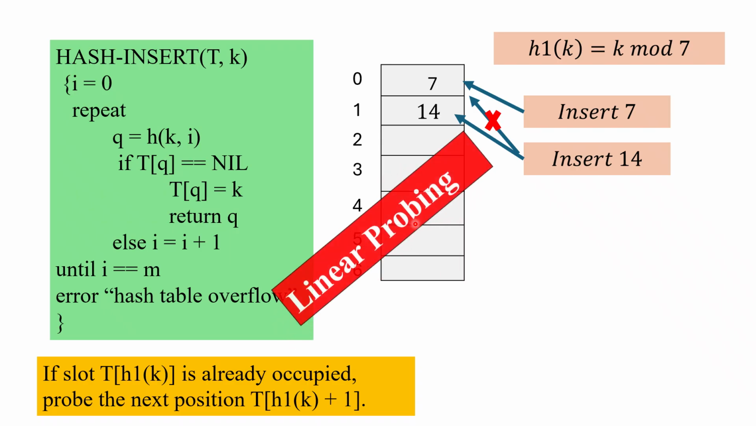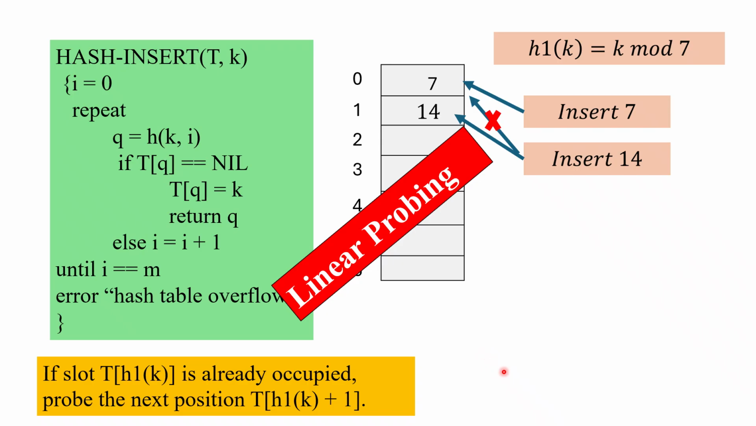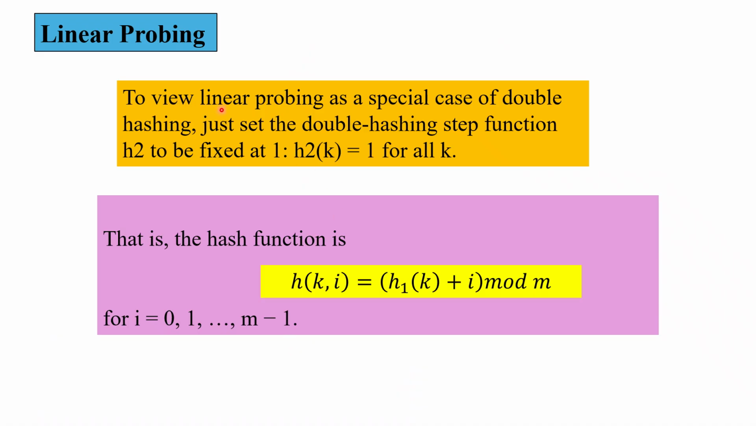This is what we call linear probing, a very simple technique where you simply probe the next position when the hashed index is full. We want to view linear probing as a special case of double hashing. The double hashing step function h2 is fixed at 1, so h2(k) is 1. So what does the function become? h(k, i) is equal to (h1(k) + i) mod m.